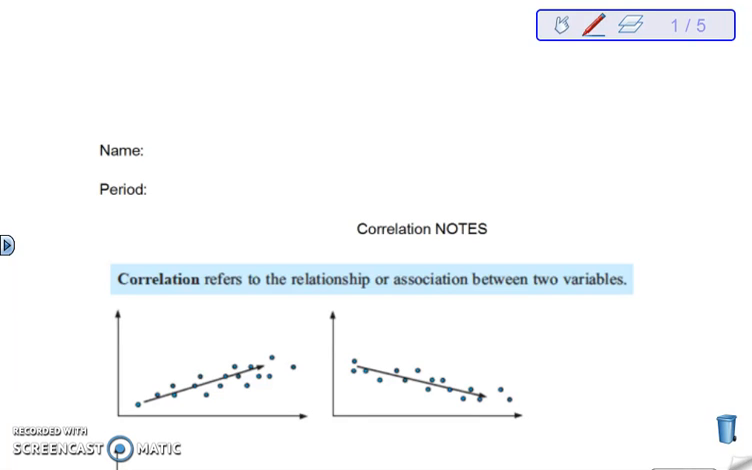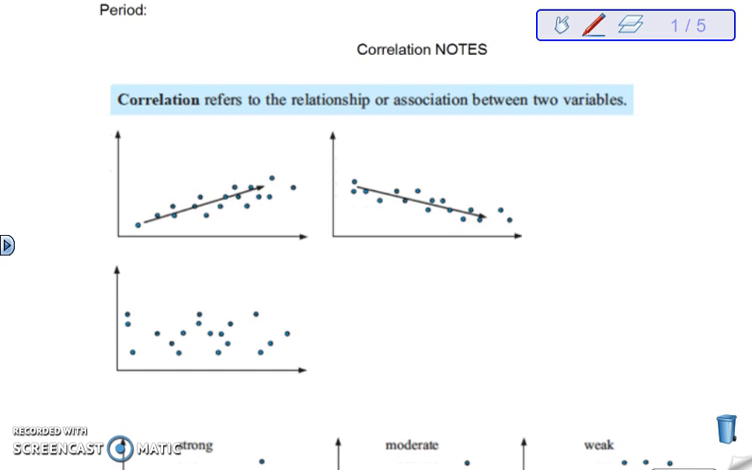All right, welcome. So today we're talking about correlation. Basically what we are looking at is how to measure the relationship between two different variables.